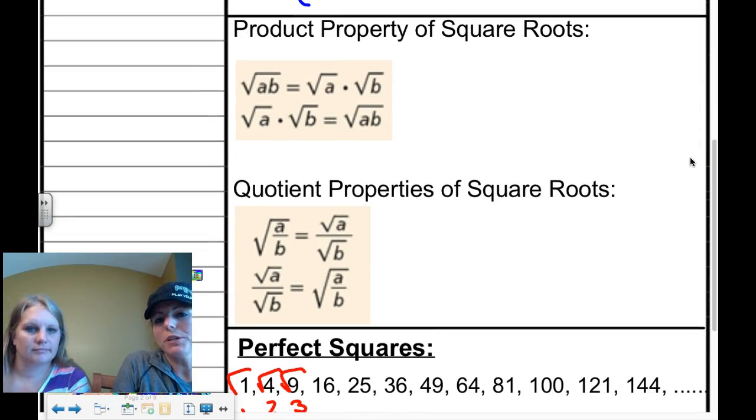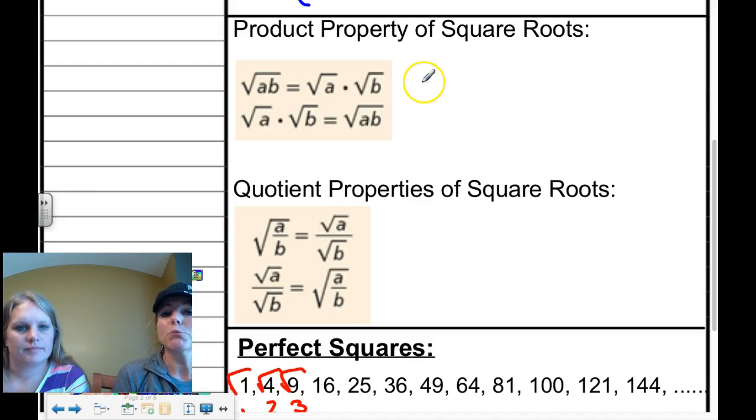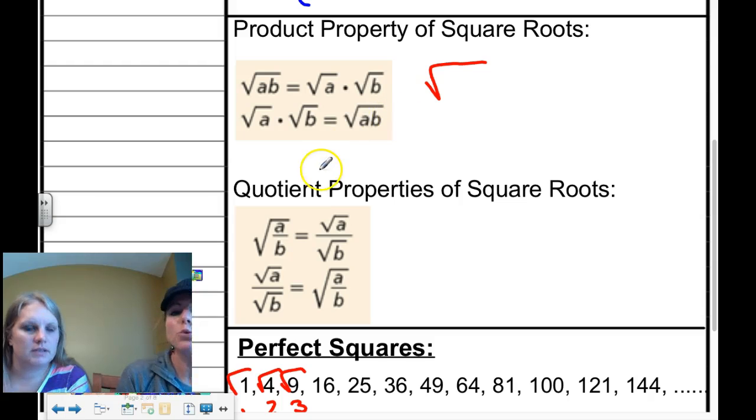We now have some properties that we're going to talk about: the product property of square roots and the quotient property. Both of these properties are basically saying that you can either break apart two numbers under a radical and separate them into two separate radicals, or you can put them together.